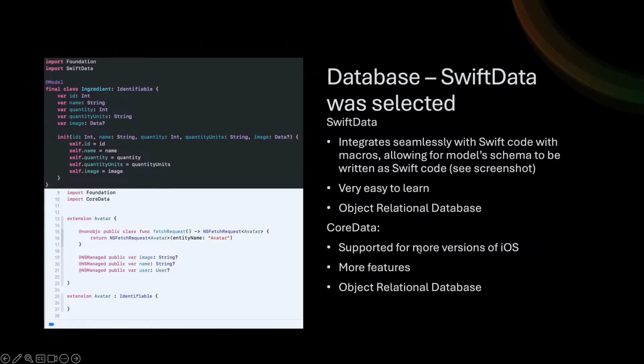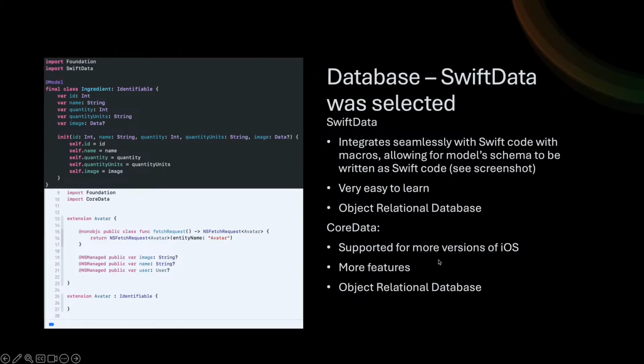Database, SwiftData was selected. Before we go on to why, I want to compare them side by side. SwiftData integrates seamlessly with Swift code, with macros, and aims for the model schema to be written as Swift code, as you can see here, which is SwiftData. You pretty much create your class, with your fields, attributes, initializer. It's an object relational database, so the model will just map straight into the database as the object. It's also much easier to learn.